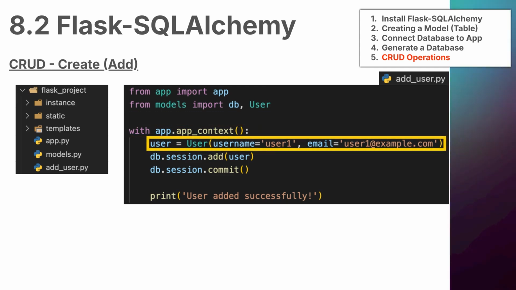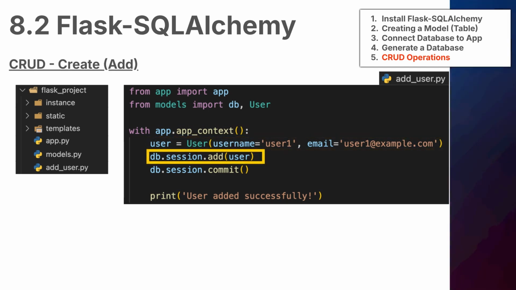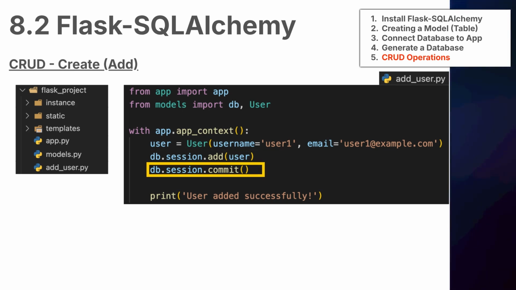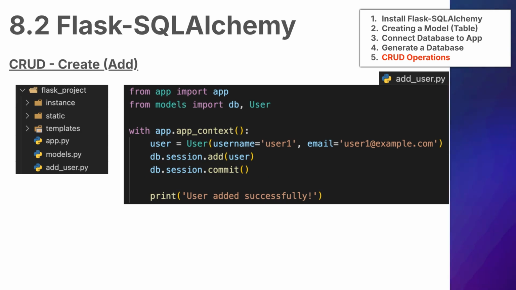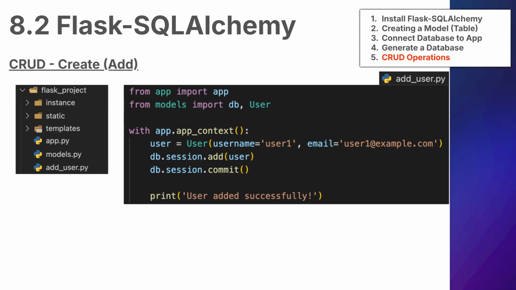The user class creates a new user object with the username and email from the model. DB session add user prepares the user to be saved. Then DB session commit actually writes the user to the site DB file. Once you run this code in your terminal or command prompt, it will insert a new row into the user table in site DB. Also, you'll see the message user added successfully in your terminal.